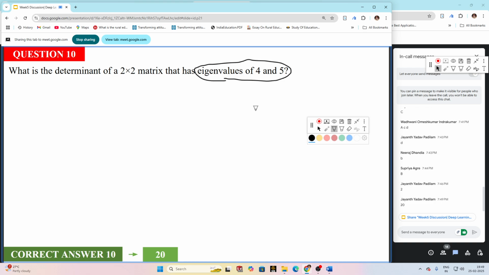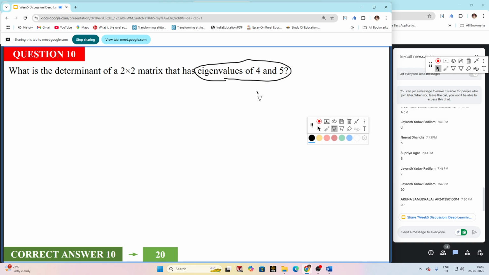Why? Again, this is because of the diagonalization of the matrix. In the diagonalization of a matrix, the product of the eigenvalues will give the determinant of the matrix. So that is why the determinant of a matrix will be given by the product of its eigenvalues.